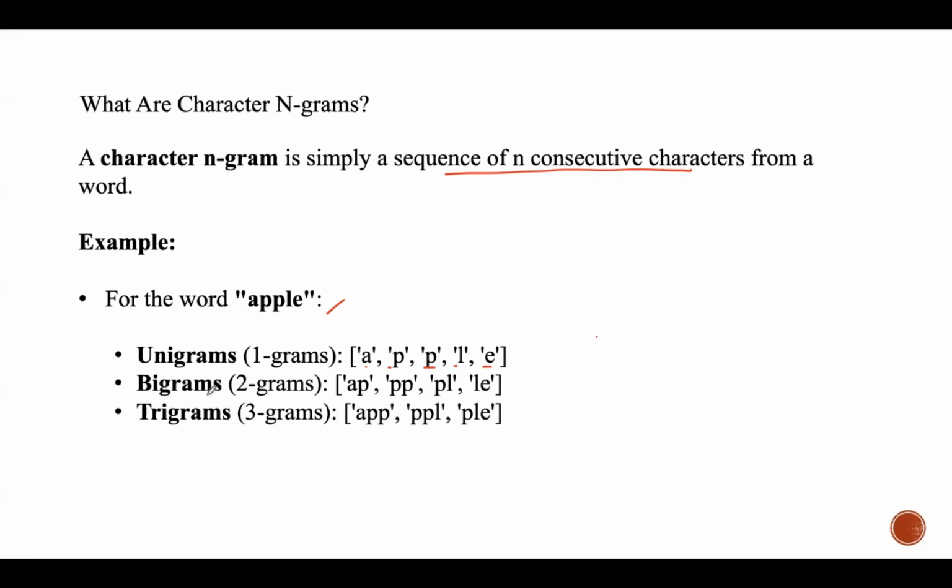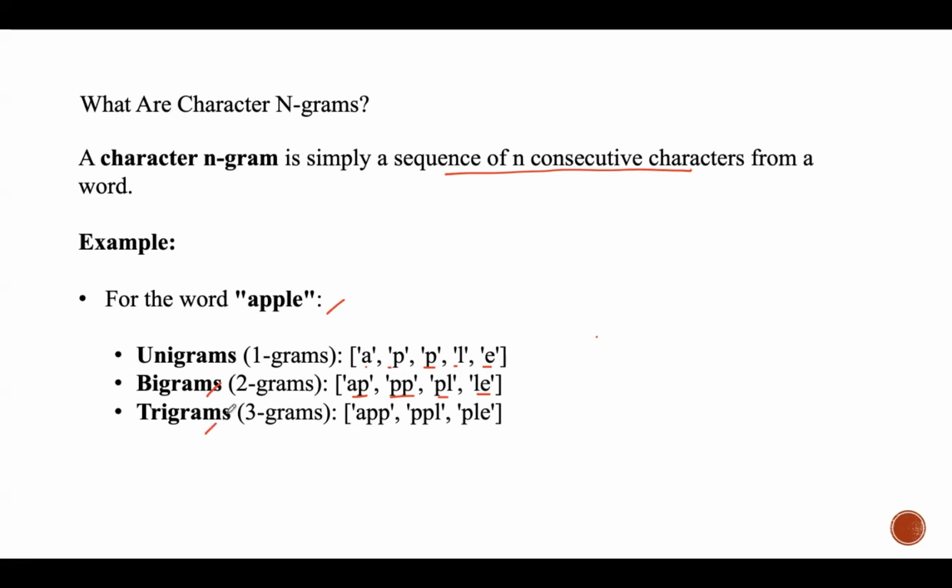And the second one is bigrams, which are sequences of two consecutive characters. So for each pair of adjacent characters in the word, we create a bigram. For the word apple, the bigrams would be AP, PP, PL, and LE. So here AP is the first bigram formed by the first two characters. This is the second bigram formed by the next two characters, and so on, until we reach the last pair of characters. We need to repeat this process.